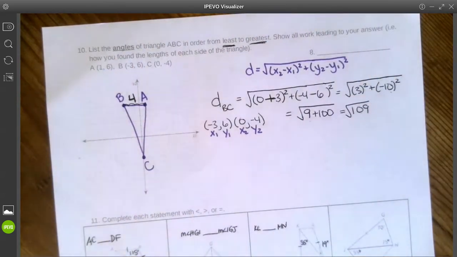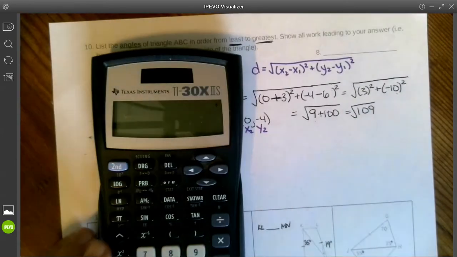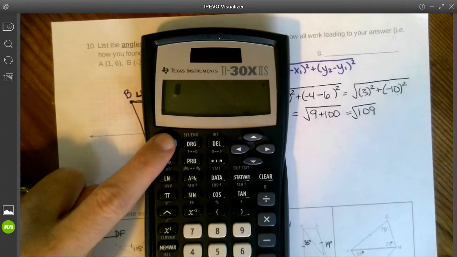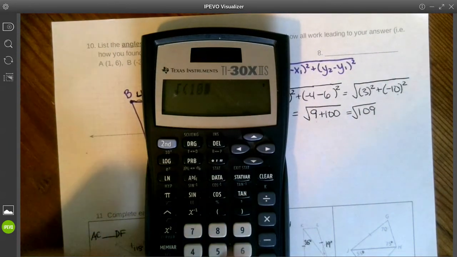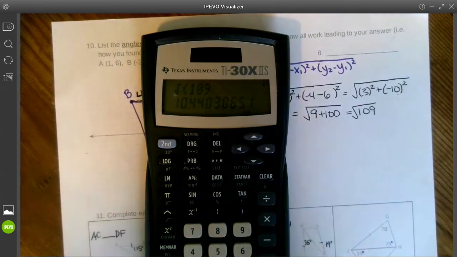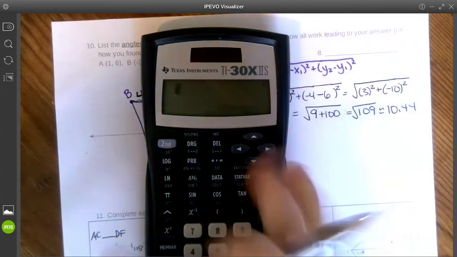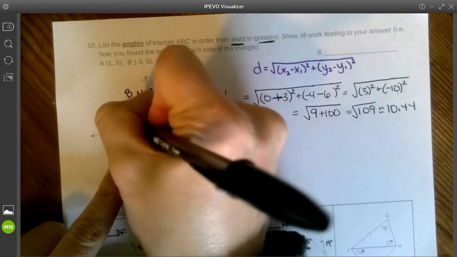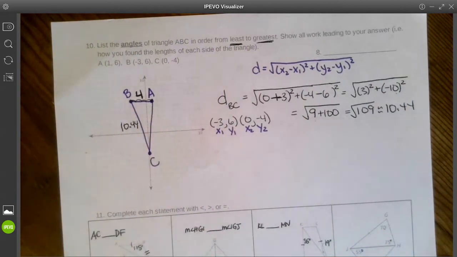And so finally, I need to take the square root of 109. I'll show you how to do that on your calculator to remind you. You hit the second button and the x squared key, and then 109. So it's approximately 10.44. I'll just round to the hundredths place. So the length of BC is about 10.44. Let's go ahead and find the length of AC.